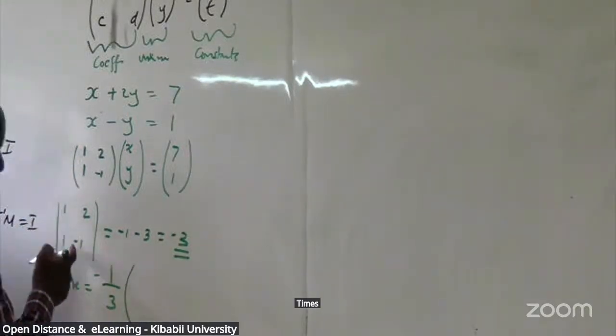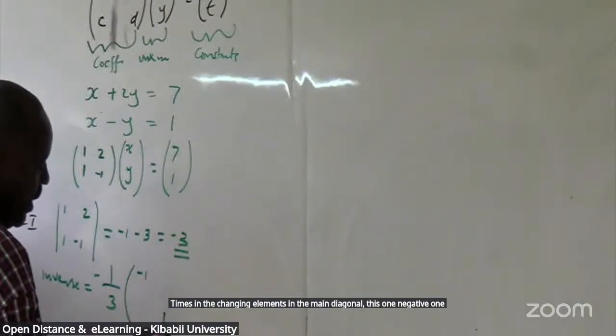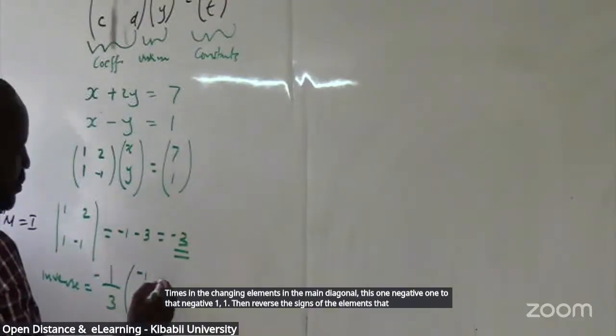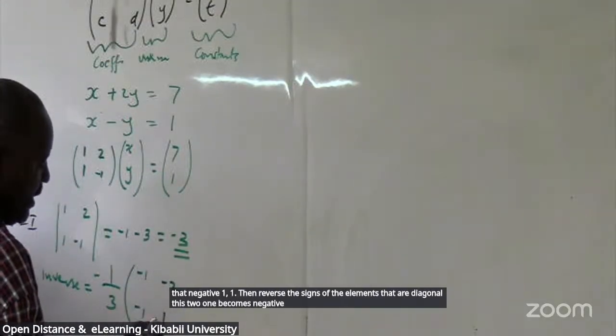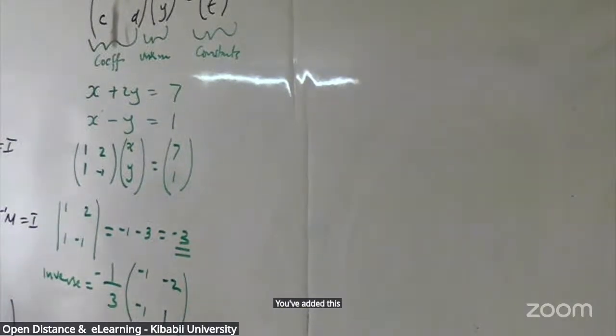Interchange the elements in the main diagonal. This 1, -1, so that's -1, 1. Then reverse the signs of the elements that are off the diagonal. This 2, 1, so it becomes -2, -1. You evaluate this, you get the inverse.